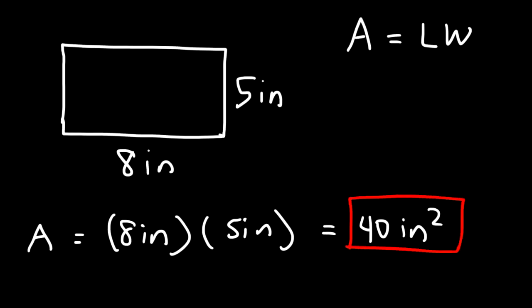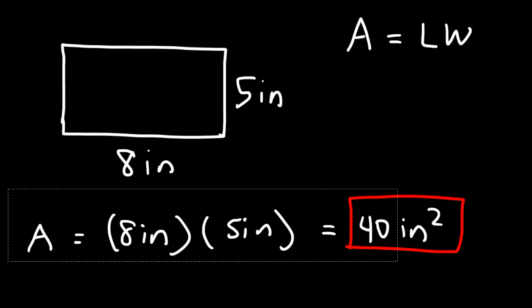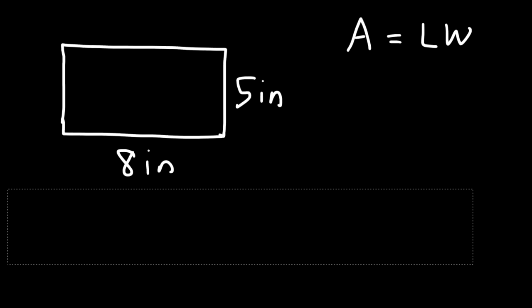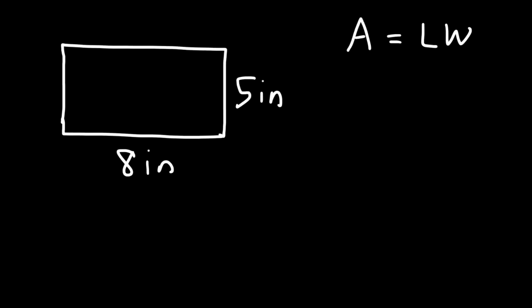The unit of area is always unit squared. So you can have square feet, square centimeters, square yards, but it's always unit squared. And so that's how you can calculate the area of a rectangle. Now, what about the perimeter of the rectangle? How can we calculate that?